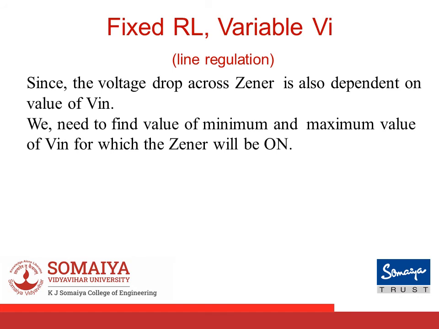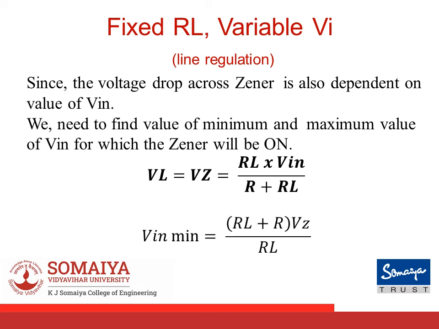We are aware that the voltage drop across the Zener is also dependent on the value of Vin. We need to find out the minimum and maximum value of Vin for which the Zener will be on. We know the voltage drop across the load or the Zener can be written as RL into Vin upon R plus RL. Rearranging this equation for Vin helps us to find out Vin min, which is equal to RL plus R into Vz upon RL.